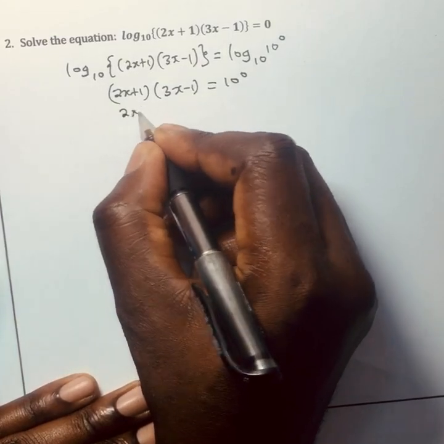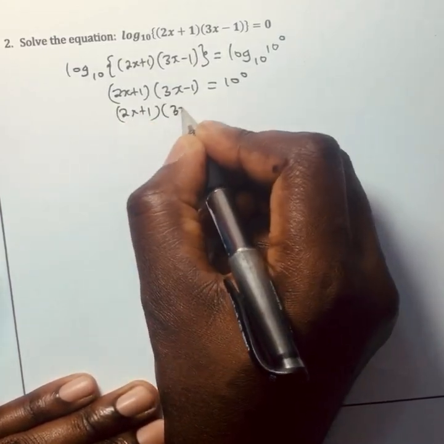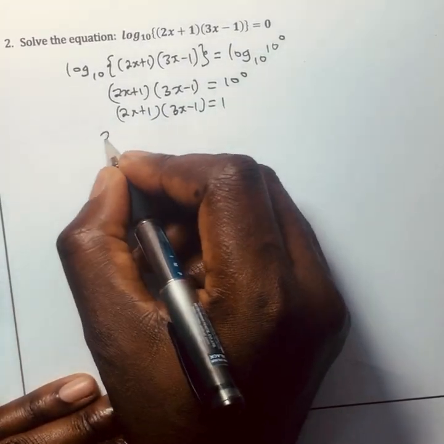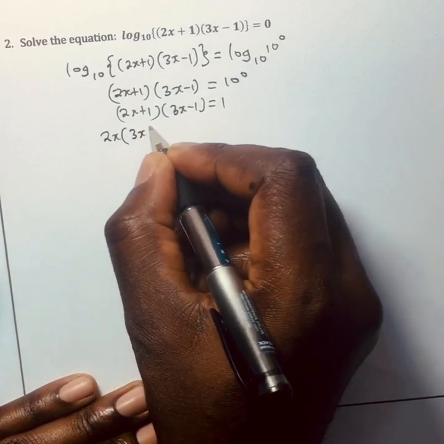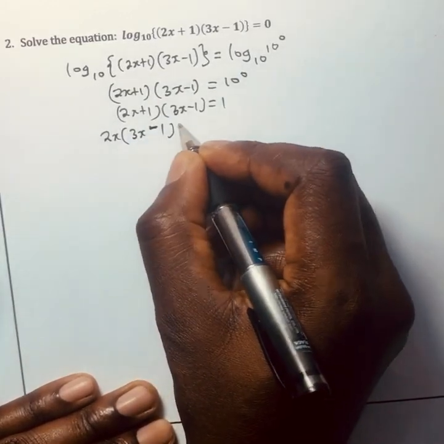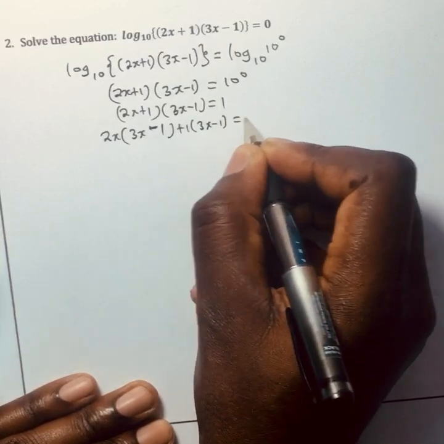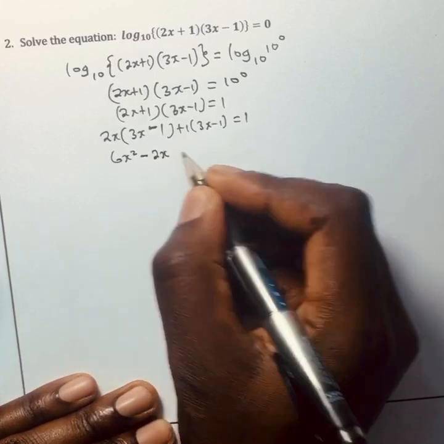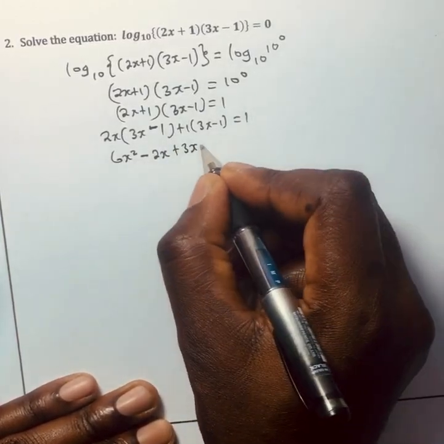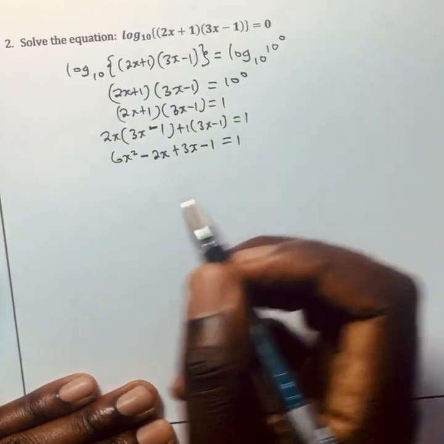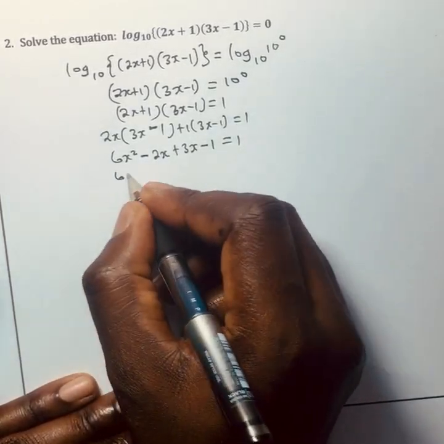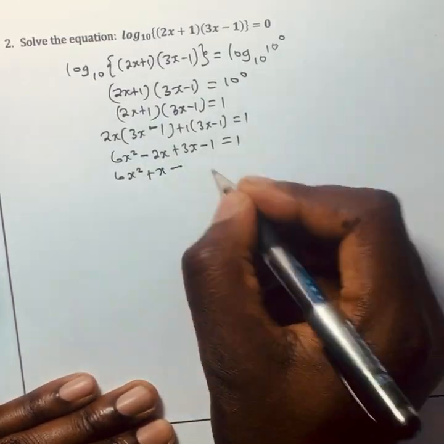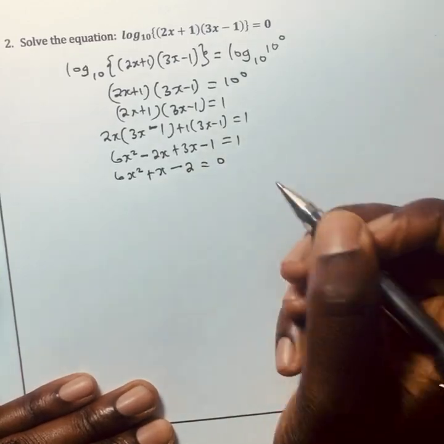So we have (2x plus 1)(3x minus 1) is equal to 1. So we can expand this. So we have 2x into 3x minus 1 plus 1 into 3x minus 1 is equal to 1. So that is 6x squared minus 2x plus 3x minus 1 is equal to 1. So if you collect like terms there, you're going to have 6x squared plus x, and if this one comes this side, minus 2 is equal to 0.